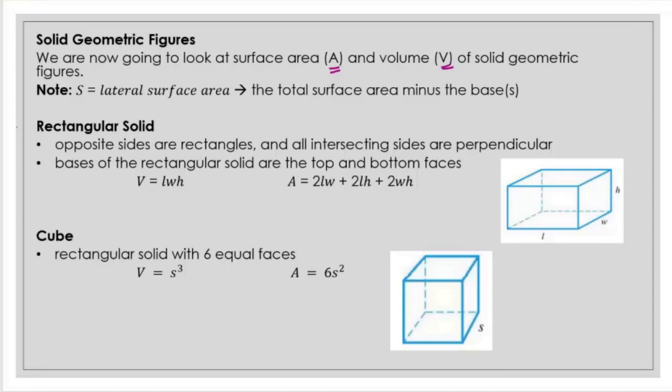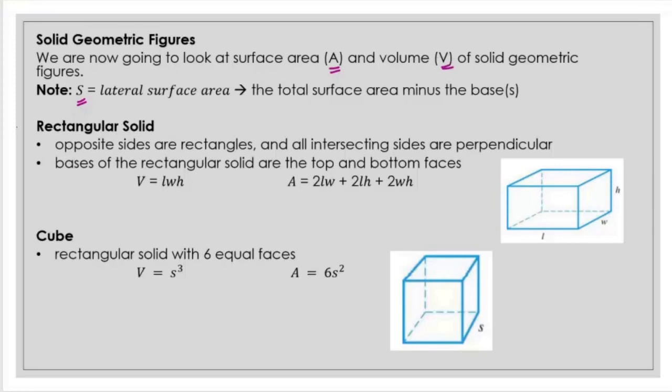We introduce a couple additional letters here, including capital S. Capital S here will mean the lateral surface area, which is the total surface area without counting the bases. This particularly comes in when we start talking about cylinders, so we'll talk about this in more detail after this slide. Let's start with the rectangular solid.